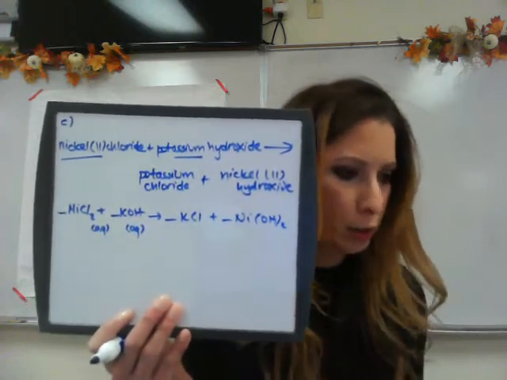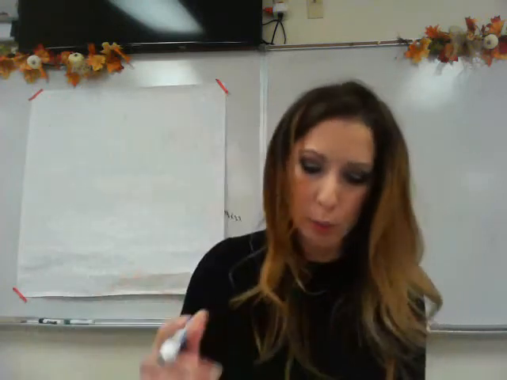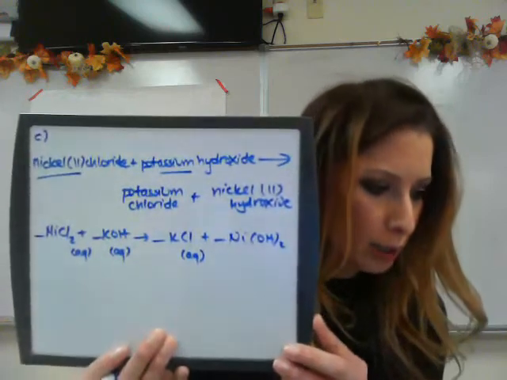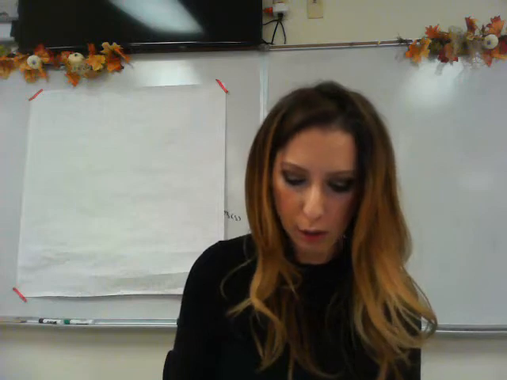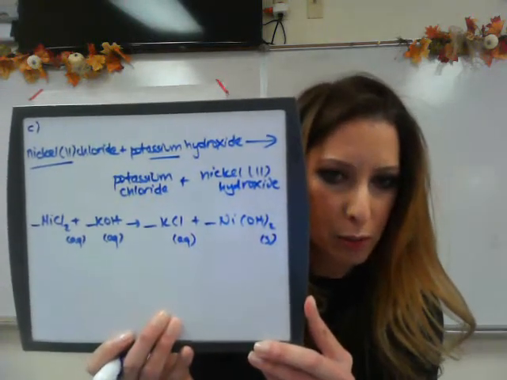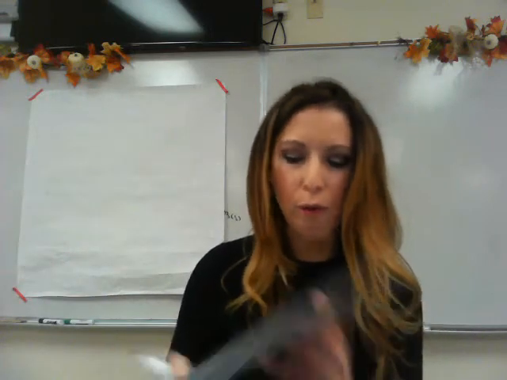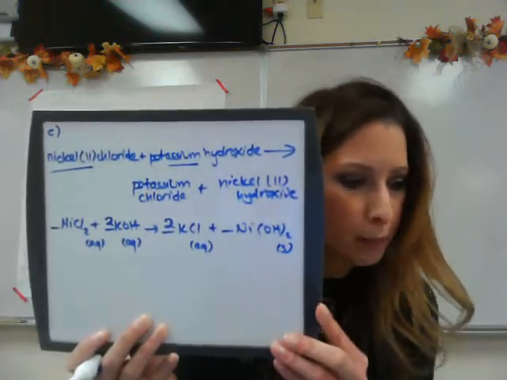Now if I look at the solubility rules, chlorides are mostly soluble, potassium is no exception. That means that this is going to have an AQ after it. Hydroxides in general are insoluble. Nickel is no exception. That means that this is a solid. That's a form of evidence that a chemical reaction occurred. This is a precipitation reaction. We are not balanced. Put a 2 in front of KOH and a 2 in front of KCl. And now you are done.